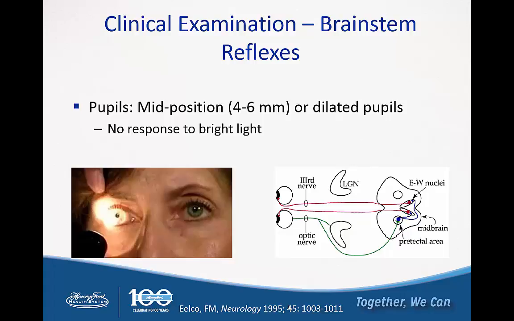I usually start from head to toe with the pupils, because that's usually the first thing that we look at. The pupil should be mid-position. So for the mid-position, we say is 4 to 6 millimeters, or they can be dilated. There should be no response to bright light. And the pupillary light reflex, I have a couple of nice pictures up there. As you can see, it tests cranial nerves 2 and 3.